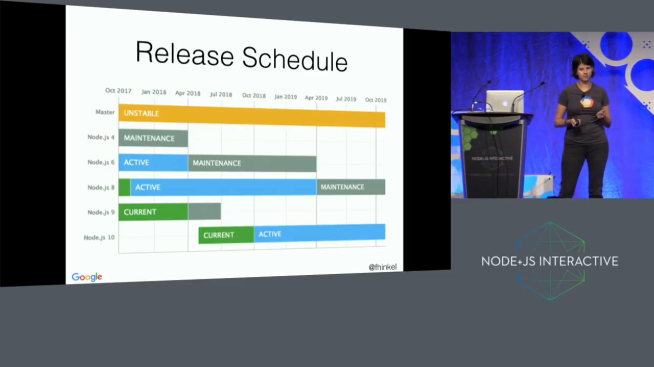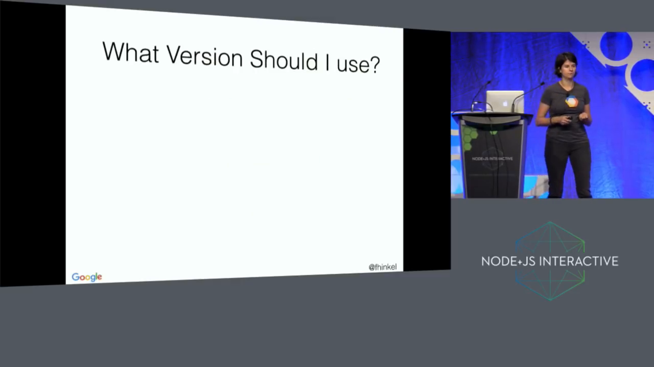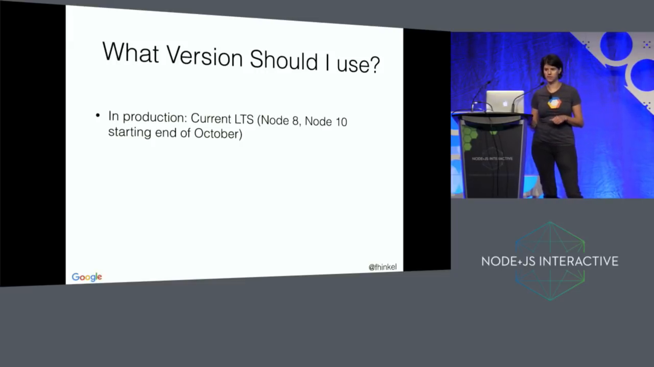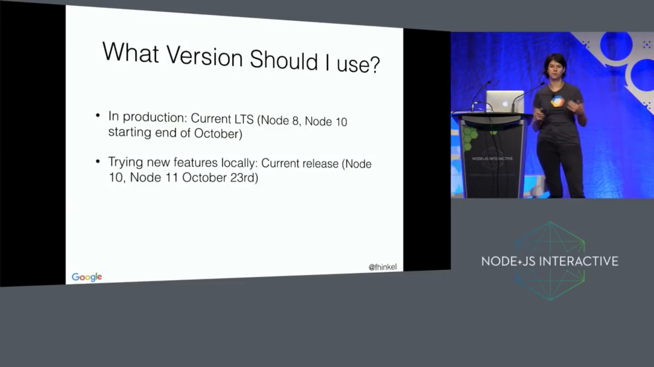So our release schedule is fairly complicated, lots of bars and overlapping. So what version should you be using at the moment? In production, you should use the current LTS version. So if you're on 6, upgrade to 8. 8 is good, soon you can use 10. And if you are working on a side project, if you're running some stuff just locally, if you're trying different things out, then it's perfectly fine to be on the current release that's not an LTS version.